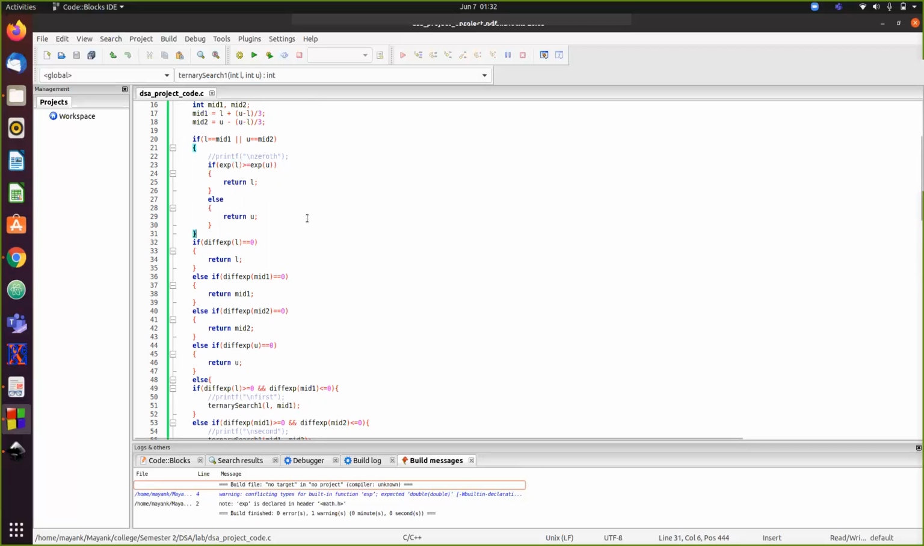Now, after that, we are going to check whether the differentiation of the quadratic equation is equal to 0 at any point or not. By any point, we are just checking L, mid 1, mid 2, and U. They are going to take care of all the necessary points.